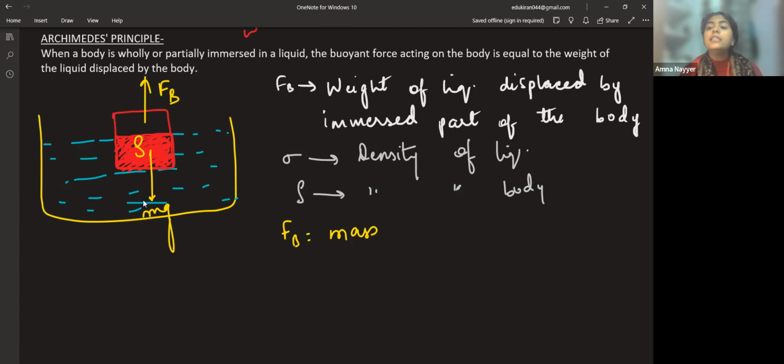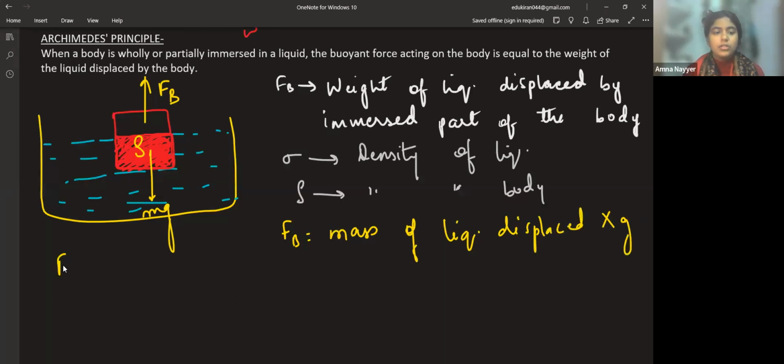Can you look at the diagram? Buoyant force is balancing mg. That is, m is what? m is the mass of the liquid displaced, into g. FB is equal to mg from the figure. This upward force is balancing the downward force. So FB is equal to the mass of the liquid displaced into acceleration due to gravity.